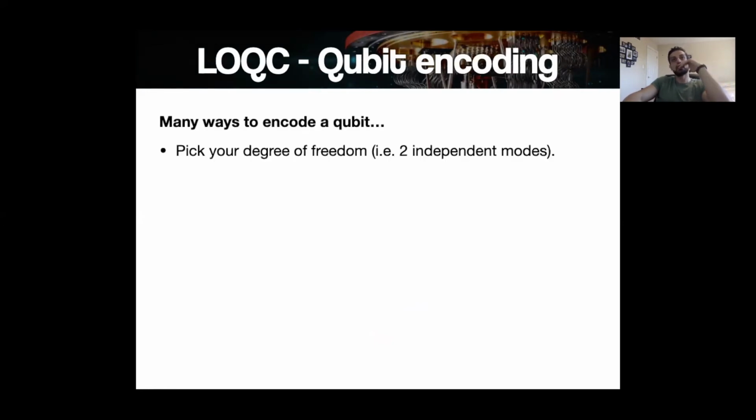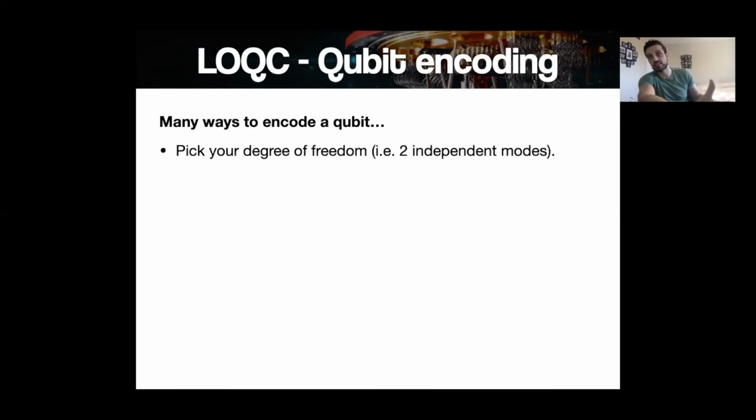So let's say we can generate our single photons well enough. And I think we are at that stage where there are pretty good single photon sources. We are getting single photons pretty well. How do we encode a qubit into a photon? Well, we're pretty free to pick any degree of freedom we want. These are called the modes of the photon.